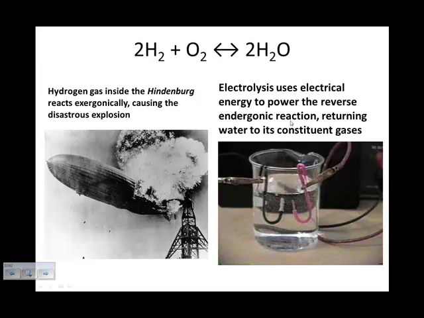That's the Hindenburg. That was hydrogen gas filled that thing to make it lighter than air. And then it crashed into the mooring tower, and there was a little spark from the friction that combined with the oxygen in the atmosphere to make a big explosion and kill a bunch of people. That reaction is reversible. Can you guys see that?